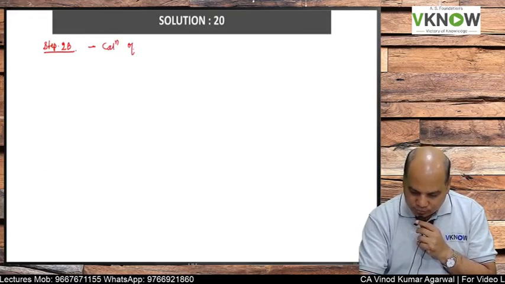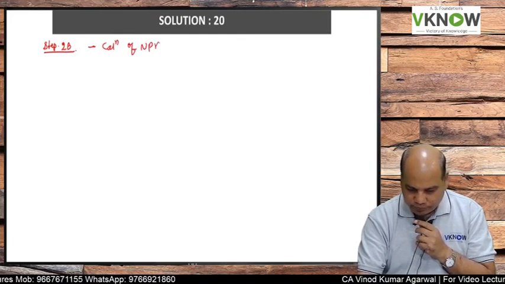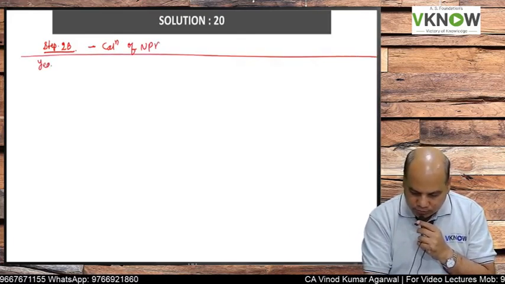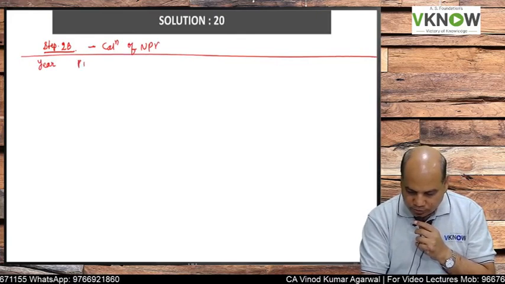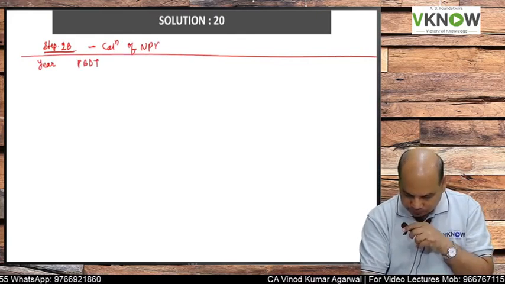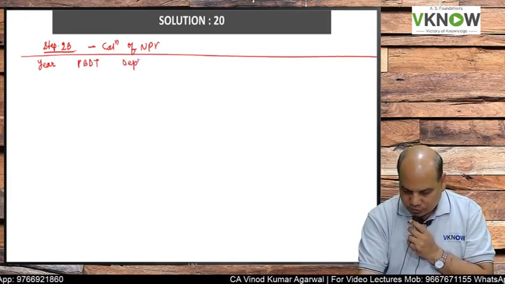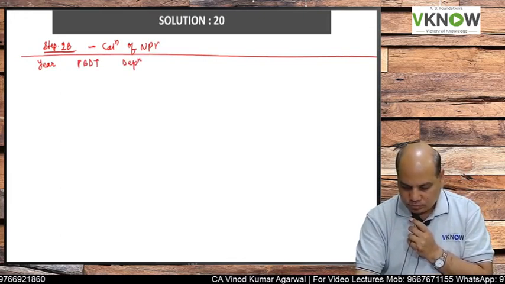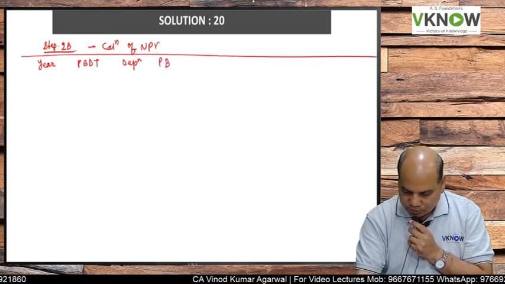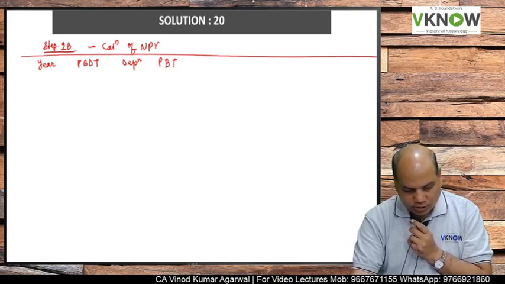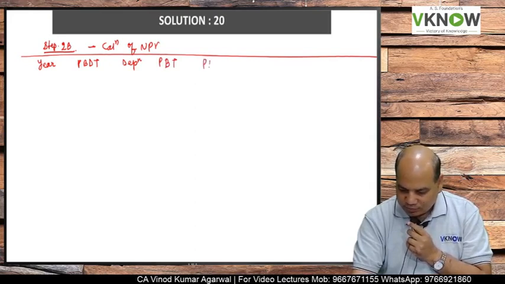Calculation of NPV. So write down first column year, second column PBDT, third column depreciation, fourth column PBT, fifth column, can I write tax paid directly?